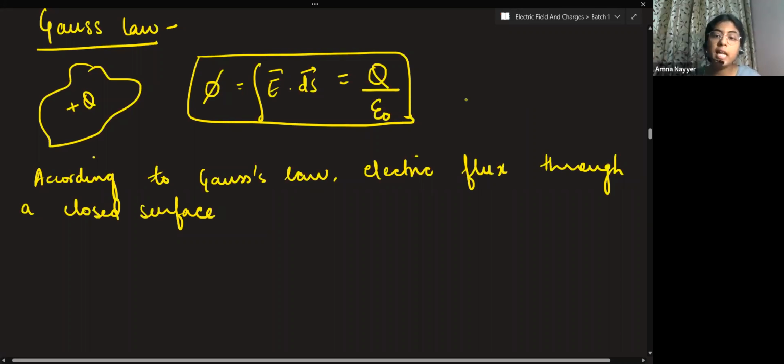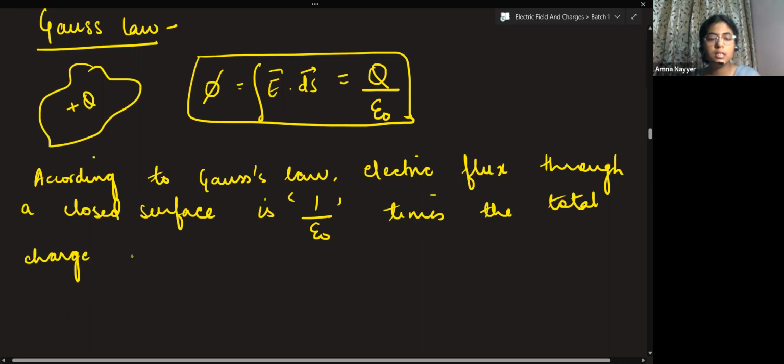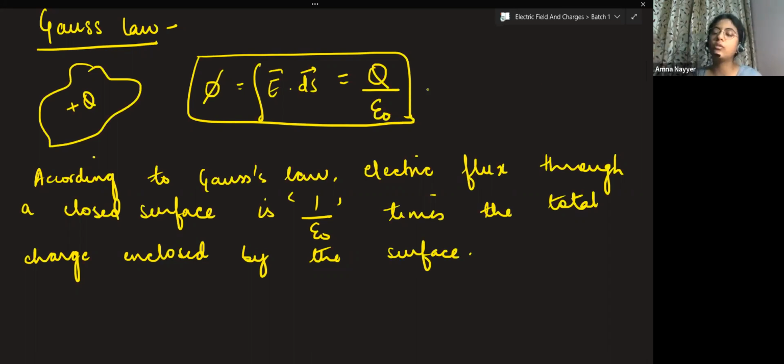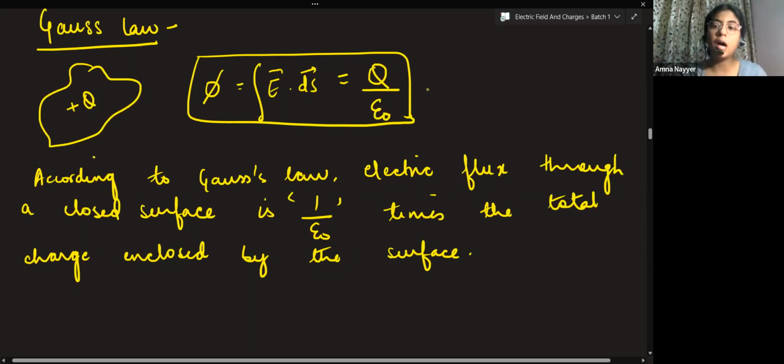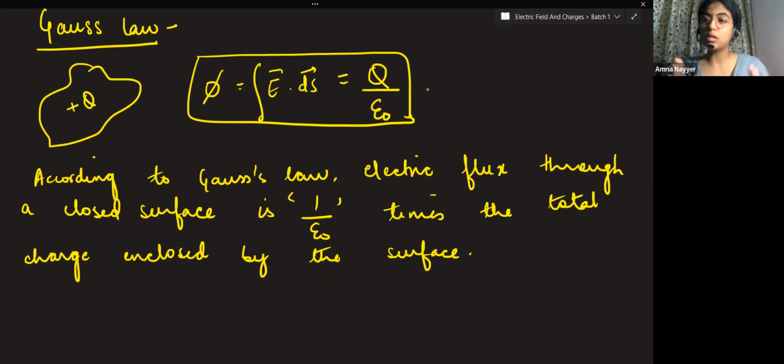So according to Gauss law, electric flux through a closed surface is 1 over epsilon naught times the charge. It says that the total flux through a closed surface is 1 by epsilon naught times the total charge enclosed by the surface. This is the statement of Gauss law that you all have to remember, and the above part is the derivation of it.